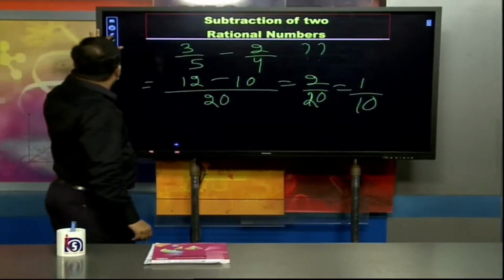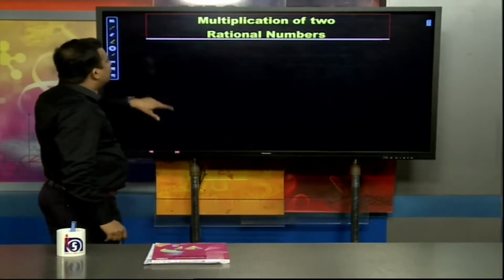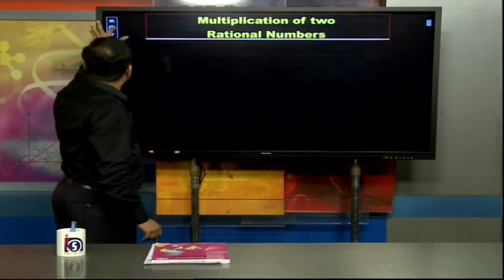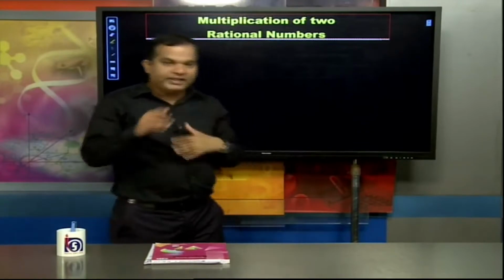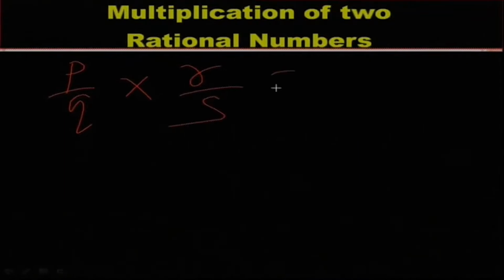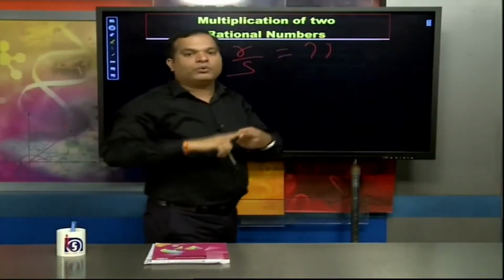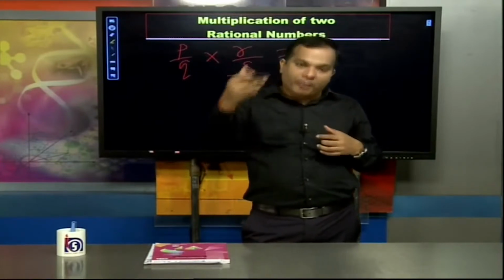When talking about the third operation, you already know, that is known as multiplication. Multiplication is very simple. In case of a rational number, suppose one rational number is P by Q into R by S. What will be its value? The simple funda is we have to multiply numerator with numerator, denominator with denominator. That is the principle of multiplication.